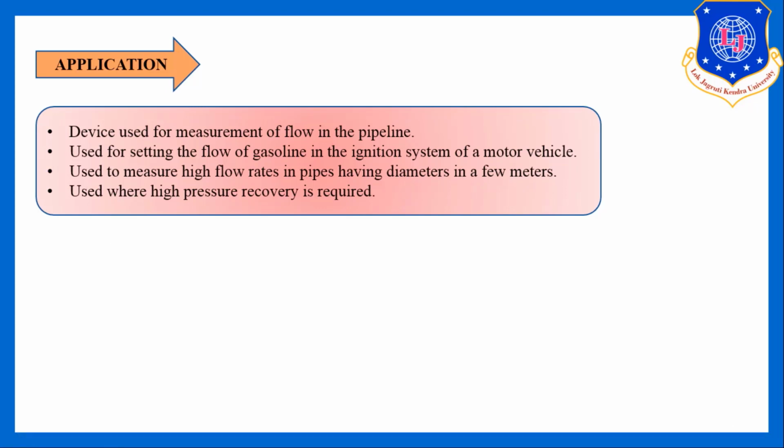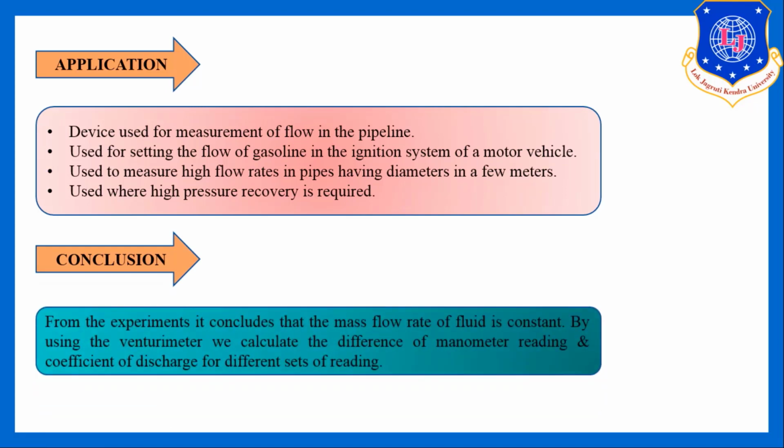So lastly, what is our conclusion of this experiment? From this experiment on the venturimeter, it concludes that the mass flow rate of the fluid is constant, and by using the venturimeter, we can calculate the difference of manometer readings and the coefficient of discharge for different sets of readings. So this is about experiment number 3, the venturimeter, which is a type of variable head meter, used to calculate the volumetric flow rate of a fluid.